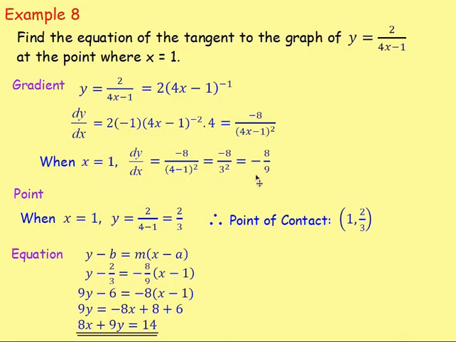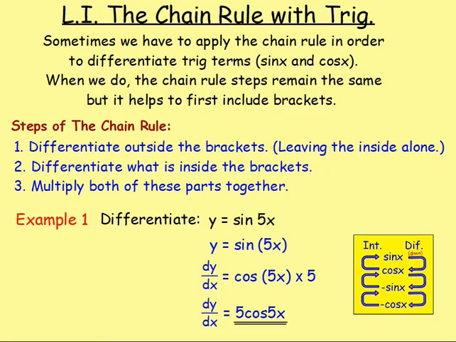You're subbing in x equals 1, so you're finding out what the gradient is. So gradient point equation, you need the point. You know x, you can sub that into the original equation to work out y. That will give you the point. After that, you know the gradient, you know the point, so your y minus b equals m bracket x minus a.